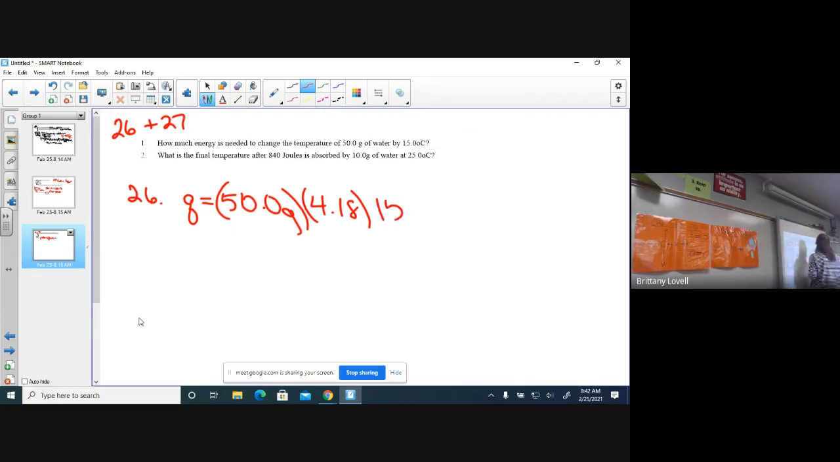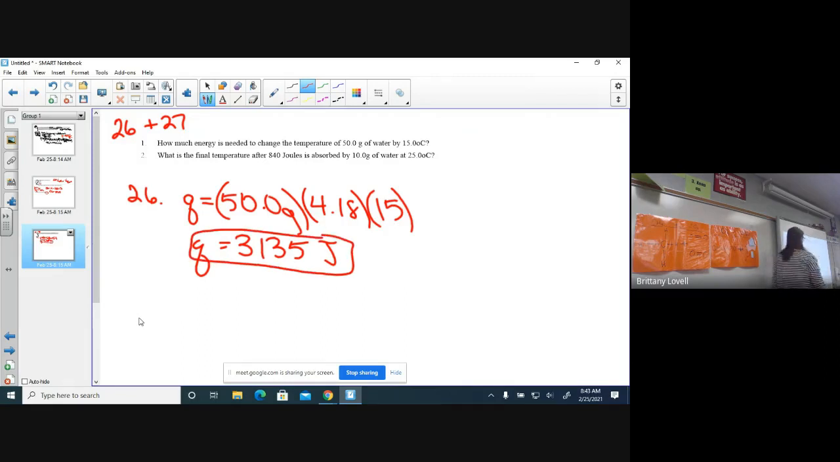And the fact that they said it changed by a positive 15 degrees, that means it absorbed energy. So we should have a positive Q, right? Okay, so here we go. At this point, you just multiply, right? So if somebody's got a calculator or is super fast, what is it? 3135. Nice. And what's the unit here? Joules. Yeah. So 3,135 joules.